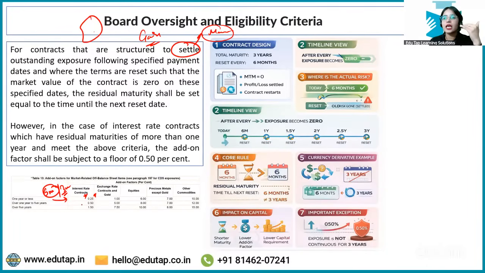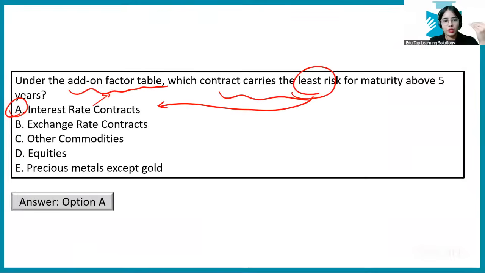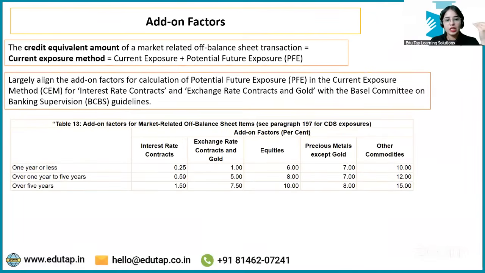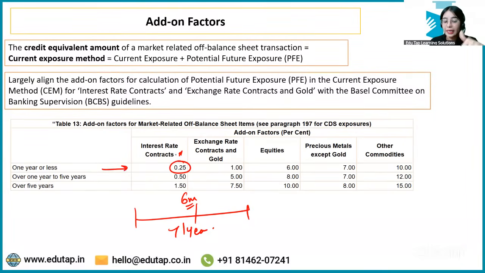But in the case of interest rate contracts, let me go here so that you have a better view. Let's say the interest rate contract is for more than 1 year, but the periodic settlement is happening every 6 months. So normally, as per the rules and regulations for periodic settlement, the add-on factor should be 0.25%. But because interest rate contracts are special contracts, even though periodic settlement is happening, it doesn't matter. If the residual maturity is more than 1 year, then the add-on factor should be minimum 0.50%.